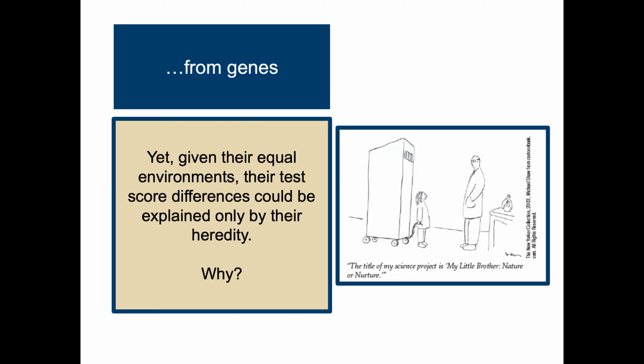Why? Well, if they had exactly the same environment, which is basically impossible to do ethically, because putting them in barrels would not be very ethical, it's really hard to completely control the environment. But if we could completely control the environment, then the differences that we saw would be 100% due to heredity.